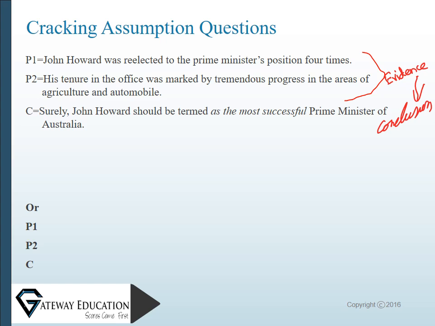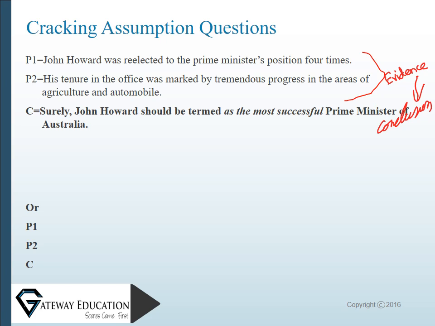Now let us read P1 of the evidence. John Howard was re-elected to the Prime Minister's position 4 times. P2 says his tenure in the office was marked by tremendous progress in the areas of agriculture and automobile. And the conclusion says, surely John Howard should be termed as the most successful Prime Minister of Australia. If you mark very carefully, I have italicized the most successful Prime Minister of Australia.